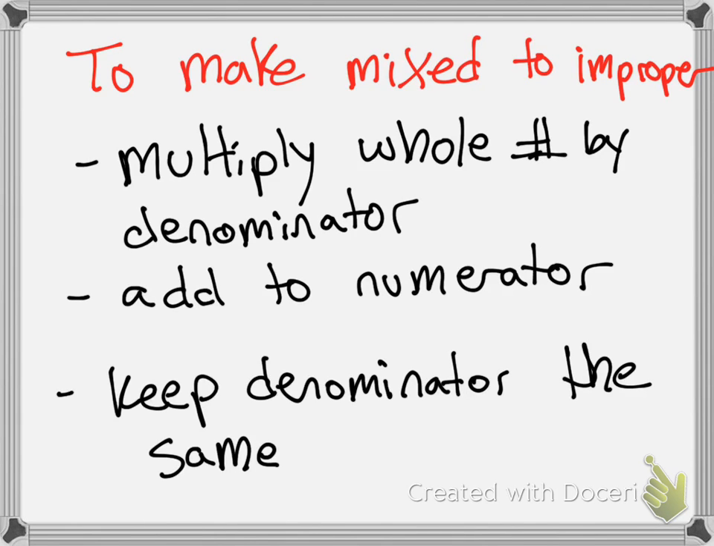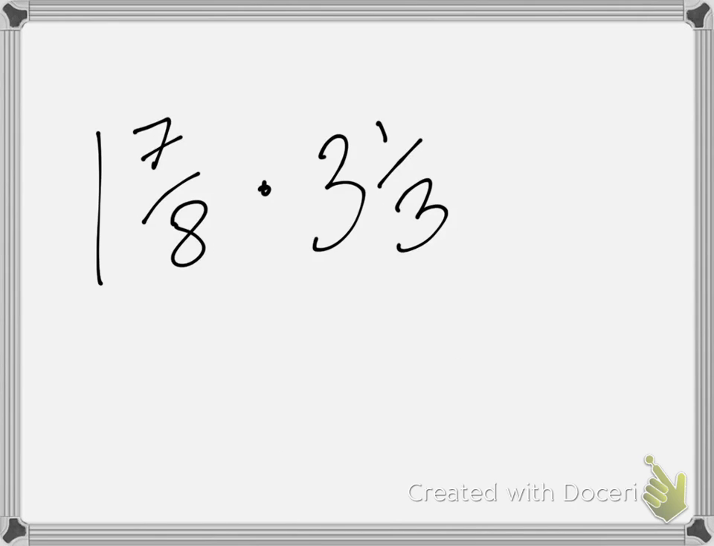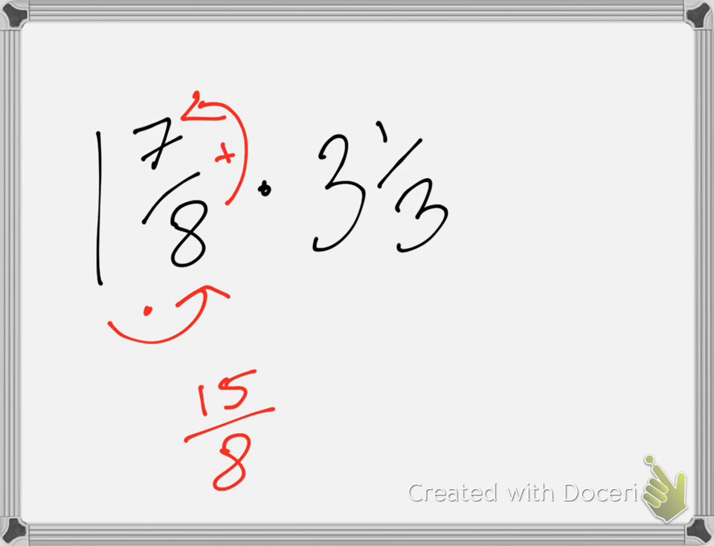Here's the first step. To make a mixed number into an improper fraction, we multiply the whole number by the denominator. We add that to the numerator, but we keep the denominator the same. So, in this case, let's look at the first one. What's 1 times 8, Liam? 8. What's 8 plus 7? We get 15 over 8.